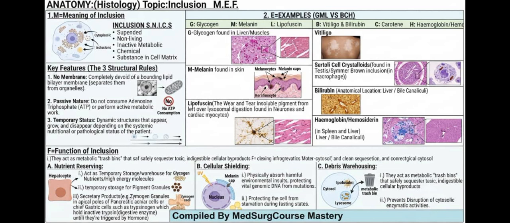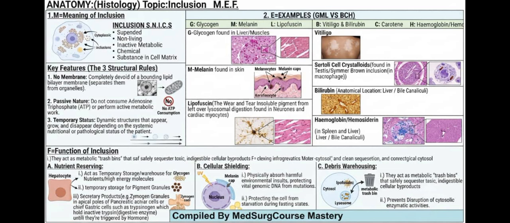Now look at it this way. Inclusion shields the cell from being harmed. Number two, inclusion stores metabolic waste. That's debris warehousing. The first one, cellular shield, is like a protector. Remember when we were talking about the rib cage or thoracic cage in the thorax, the thoracic cage is a protector. It offers protection to the visceral organs. Is it not true? So that's the same thing with inclusion.